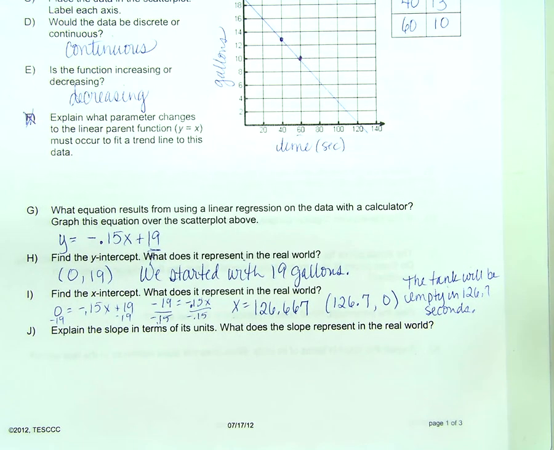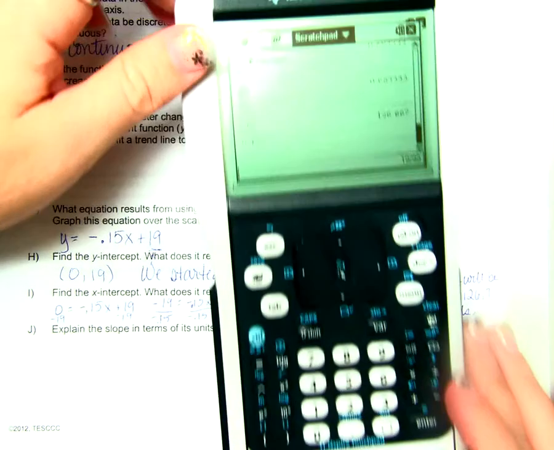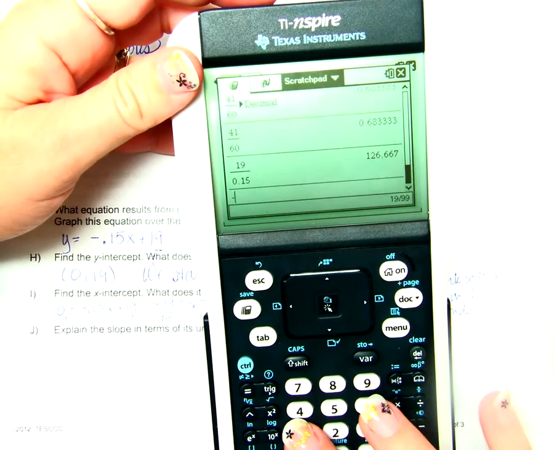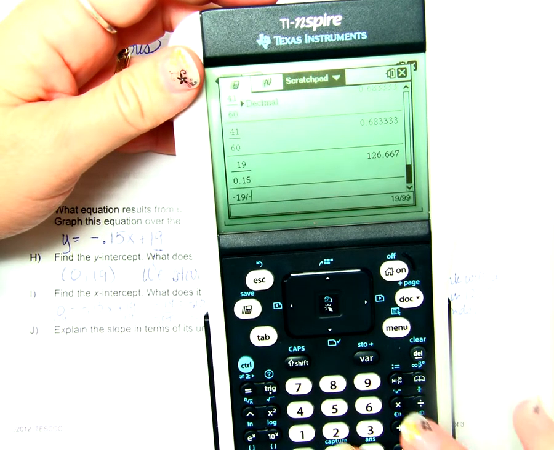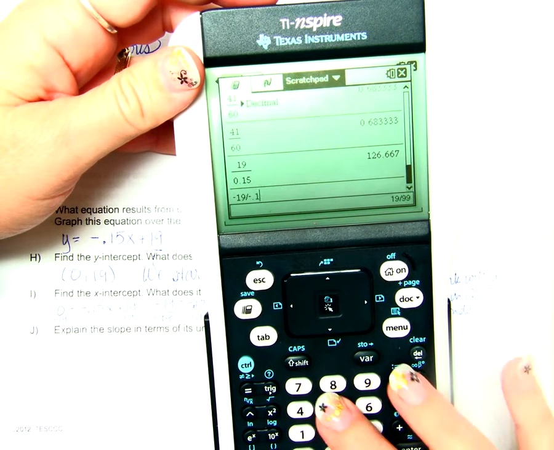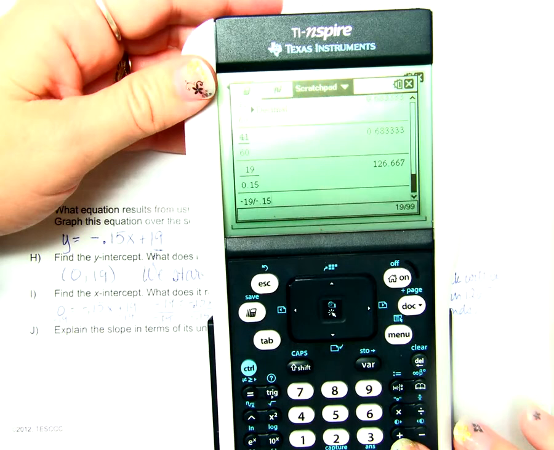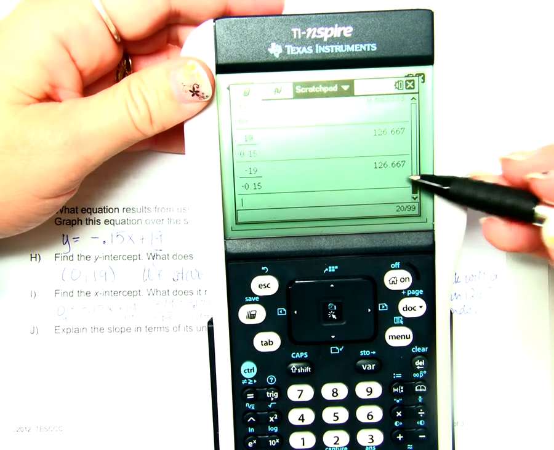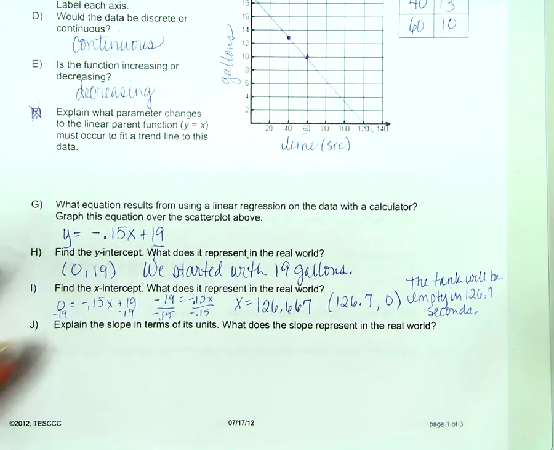Okay? Any questions? By the way, here's that negative sign I was looking for just a second ago. I could do the negative 19 divided by negative point. Oh, except I did. When I press enter, it still tells me the exact same thing. Okay? All right. So, last question on here.